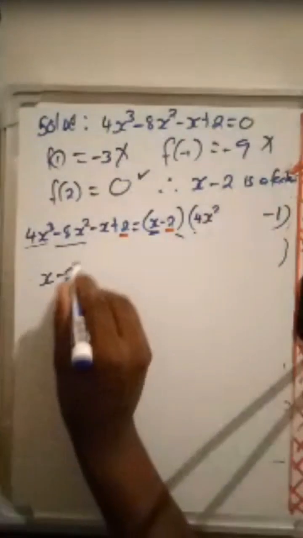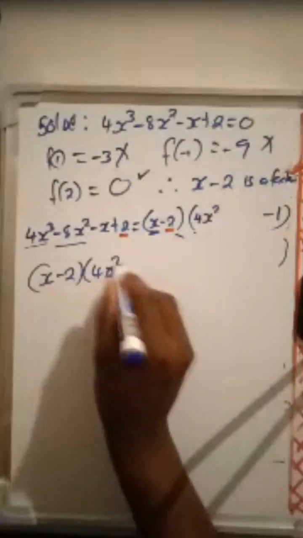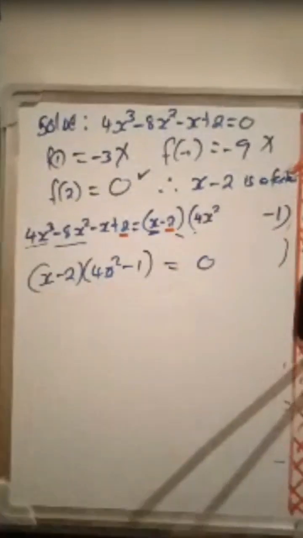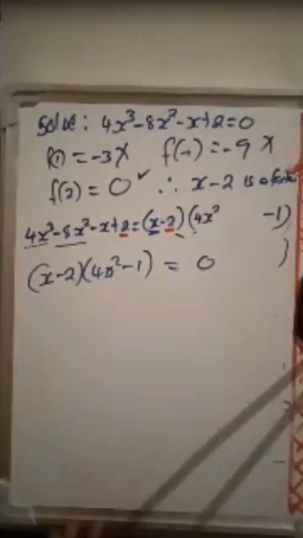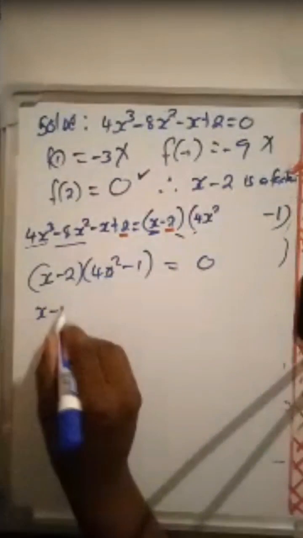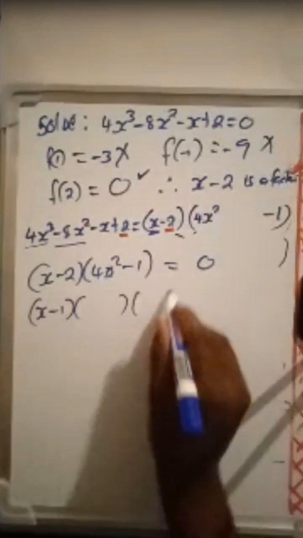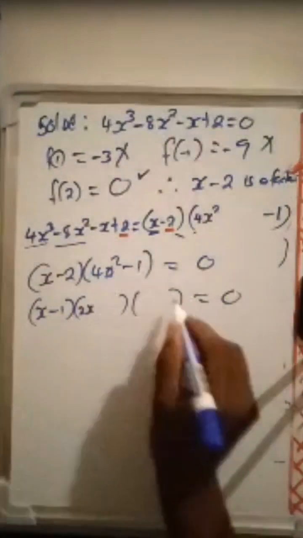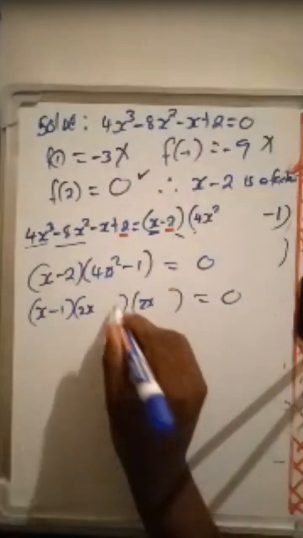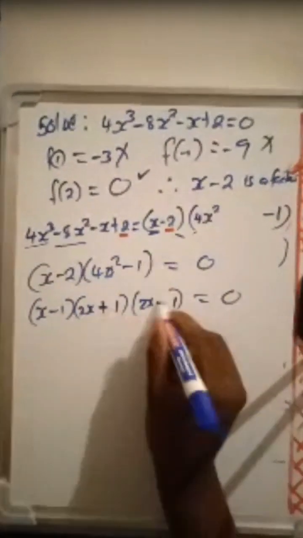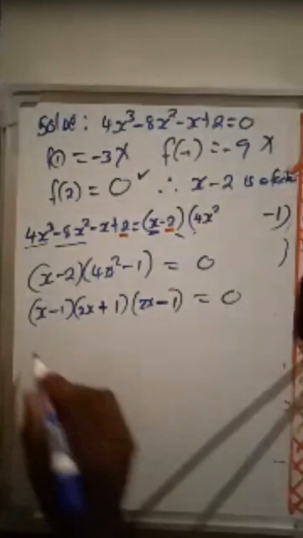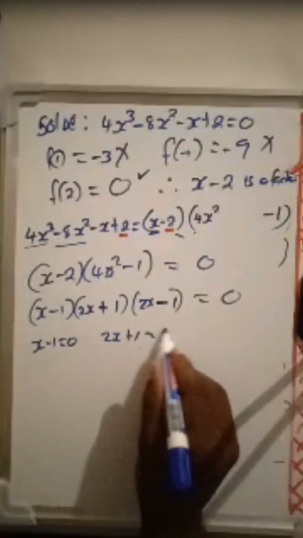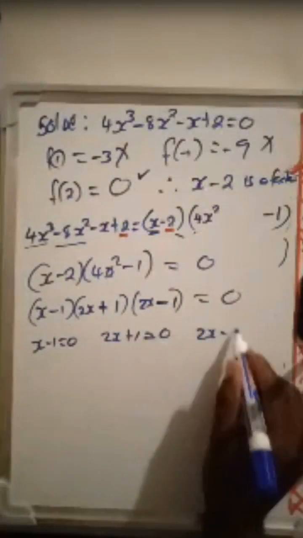So now I know that I'm having x minus 2 and 4x squared minus 1 is equal to 0. But this one still is a difference of two squares, so I can solve it. Two brackets. The square root there is 2x, and the square root of 1 is 1. I add, subtract. So it's either x minus 2 is equal to 0, 2x plus 1 is equal to 0, or 2x minus 1 is equal to 0.